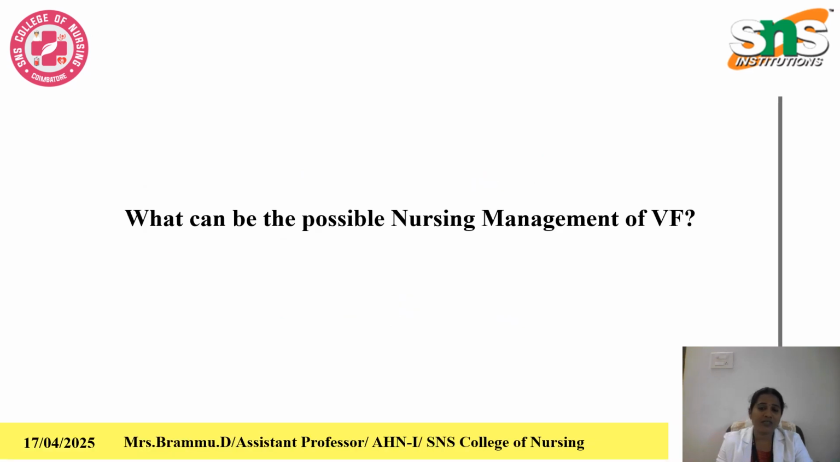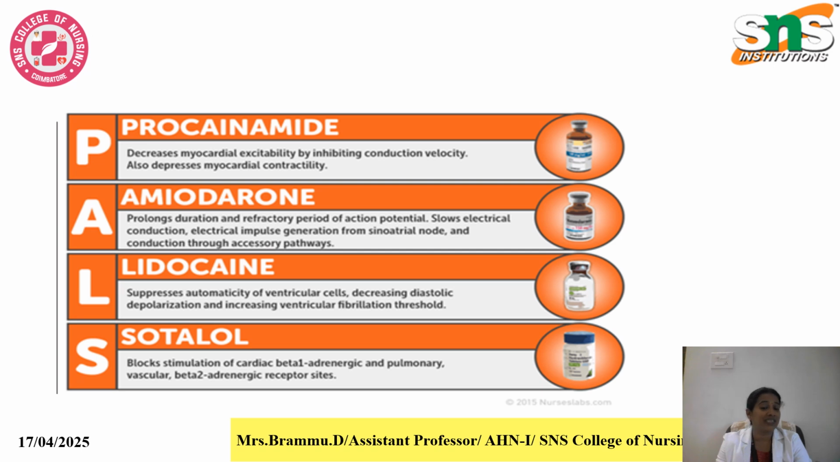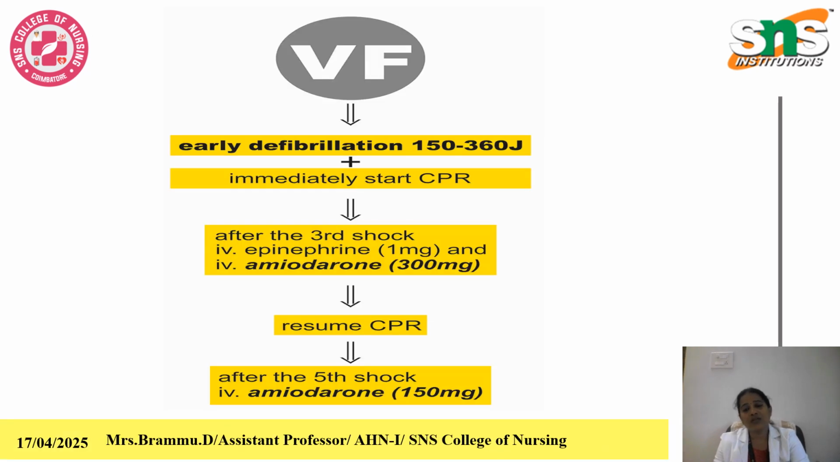So what can be the possible nursing management for a patient with ventricular fibrillation? The same drugs of choice can be started as we saw in VT: procainamide, amiodarone, lidocaine, and sotalol. As well, we have the protocol regimen, starting with early defibrillation and responding with CPR. If the patient is not responding, plan for 3 shocks, and after the 3 shocks are delivered, we start administering medications such as epinephrine, adrenaline 1 milligram IV, and amiodarone 300 milligram IV, which is a cardiac antiarrhythmic agent.